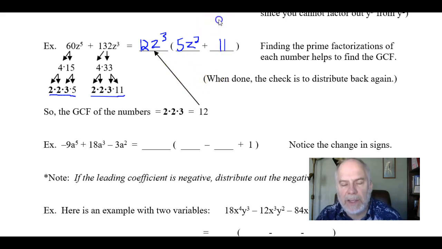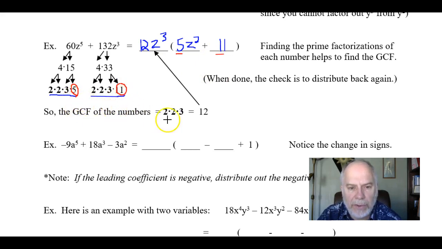Now, interesting thing to note is you notice that 2, 2, 3 was the greatest common factor. And look what's left over that wasn't in the greatest common factor, 5. And that's what ended up here in this. And then the 2, 2, 3 was taken out of this. Well, what's left over is the 11. So you can just use the extra numbers that aren't used in the greatest common factor as what's going to be remaining in the parentheses.